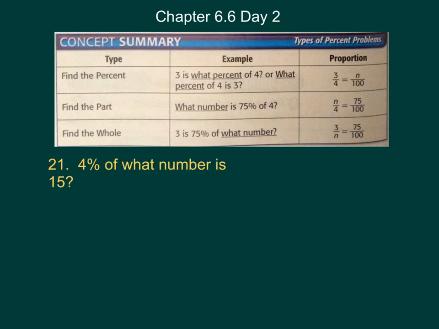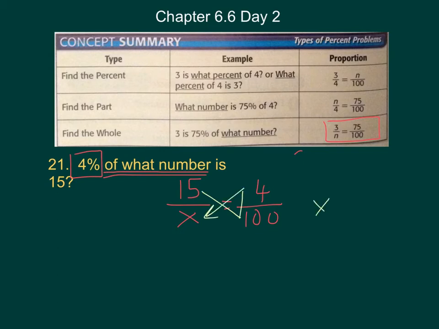Another one of the third type, 21 asks us 4% of what number is 15? We know we have 4% on the right side, and we know we have of what number? We don't know. 15 must go on the top. If we take 15 times 100 and divide it by 4, that gives us x equals 375.